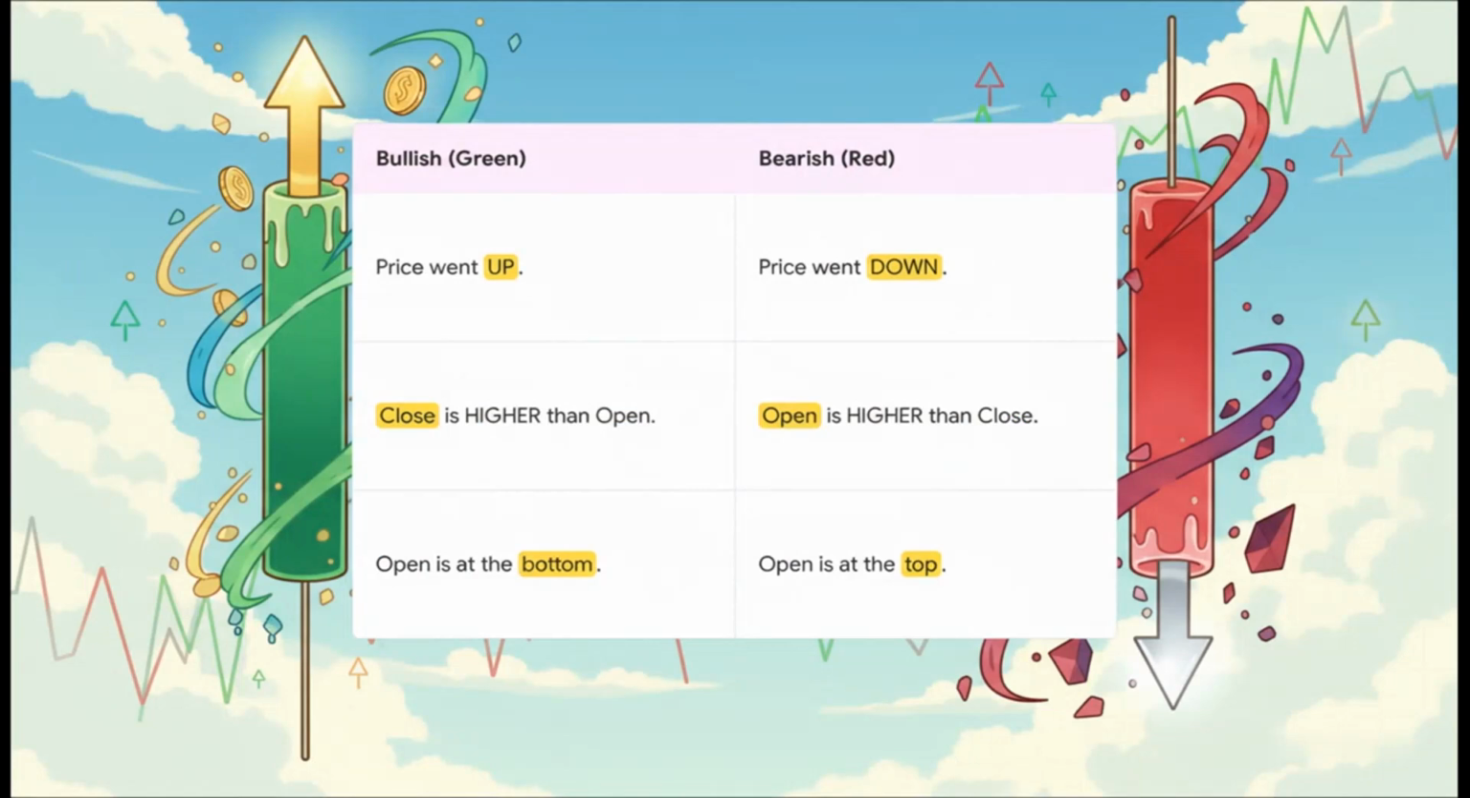Now, this is probably the most crucial part: the color. It's incredibly simple, but so powerful. If the candle is green, that's bullish. It just means the price closed higher than where it opened. So the open is at the bottom of the body and the close is at the top. If it's red, that's bearish. The price closed lower than where it started. In this case, the open is at the top of the body and the close is at the bottom. Seriously, just remember this. Green means up, red means down. That's half the battle right there.